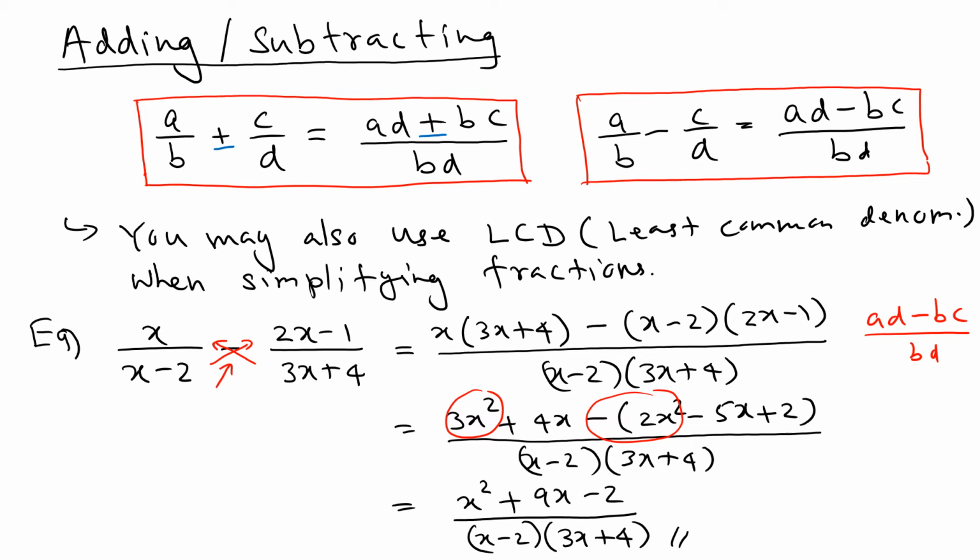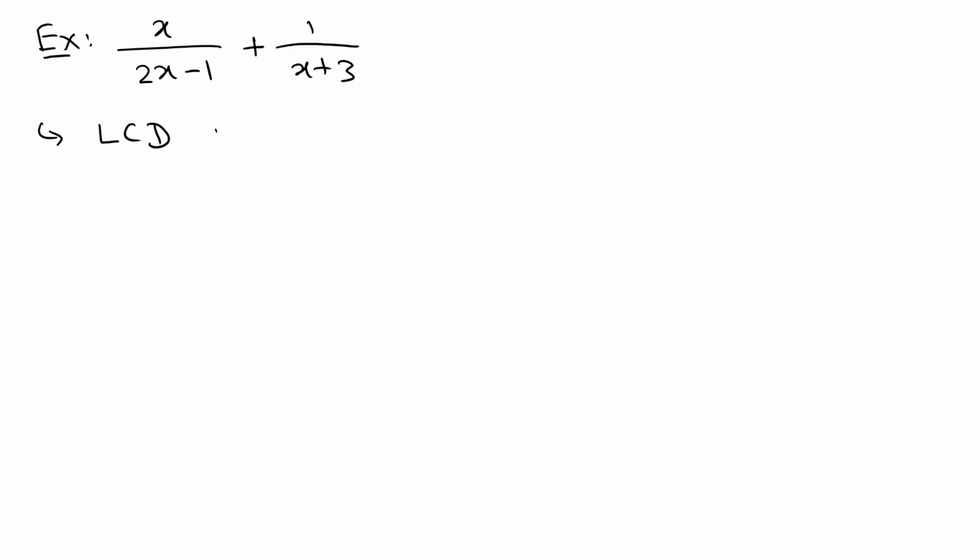So you can try this one as a practice problem. So x over 2x minus 1 minus 1 over x plus 3. The same argument works. Actually, let's make it a positive one. So you can add them. So the same argument works for the plus sign. So it's just you add them. So let's talk about the LCD method.